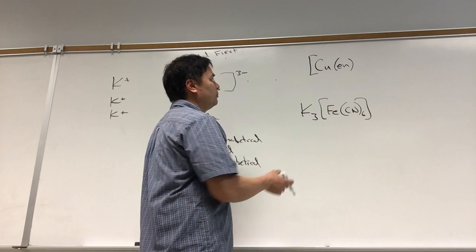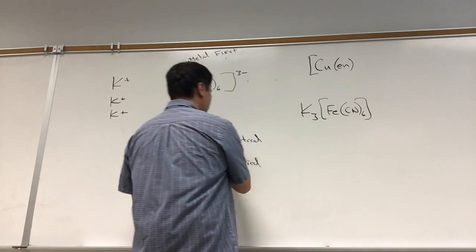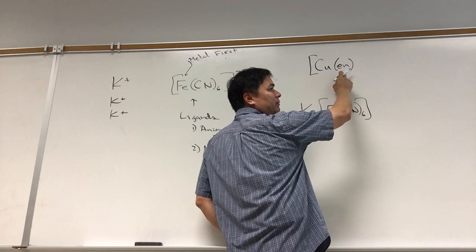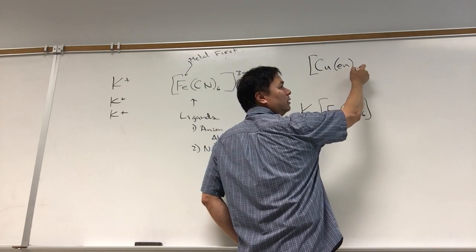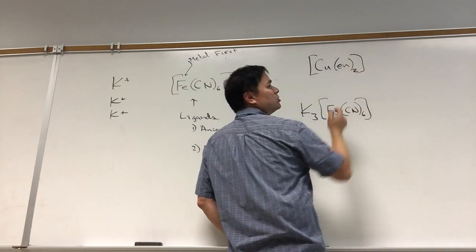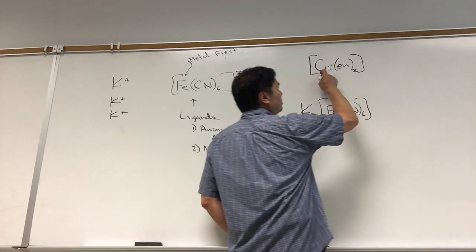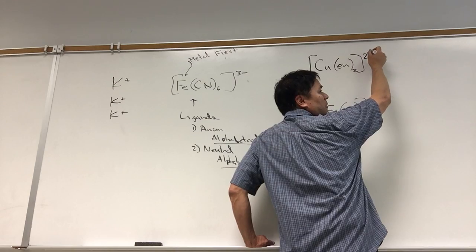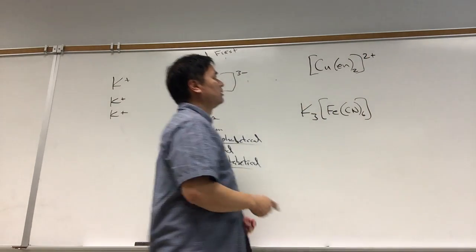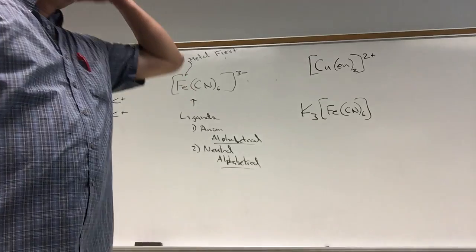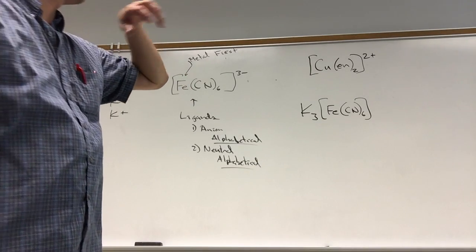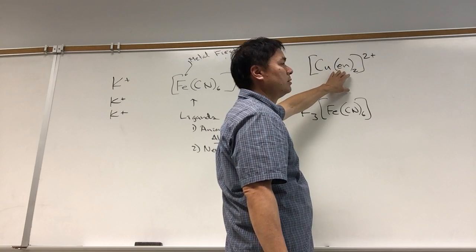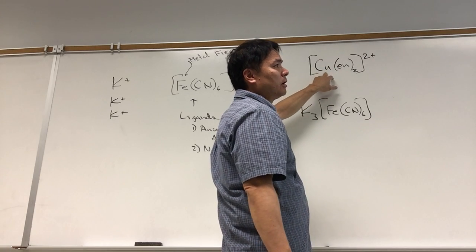But anyway, we're going to keep it simple, just alphabetical, however you want. So Cu, EN, how many of these do we have? 2. And then that's it. And the ethylene diamine is neutral. Copper is 2, and so this whole thing is going to be 2 plus. This is going to be 4 coordinate, actually not, because these are bidentate ligands. And this is actually 4 coordinate copper. Copper can also be 6 coordinate.